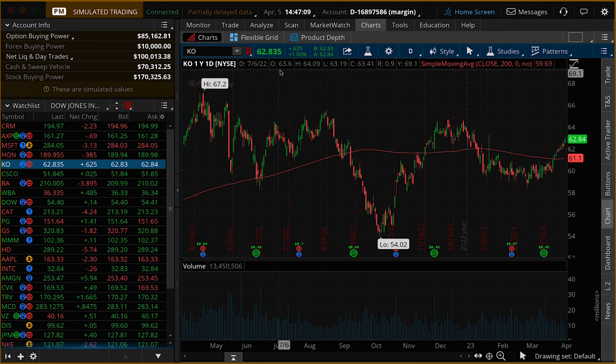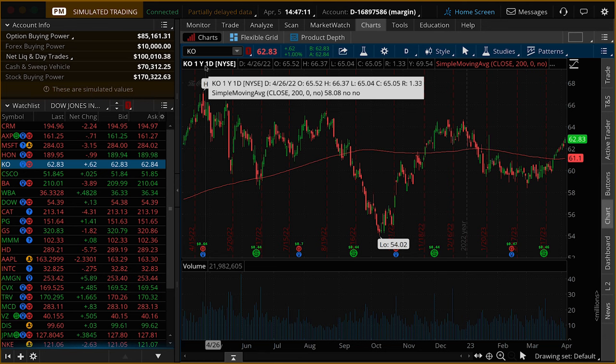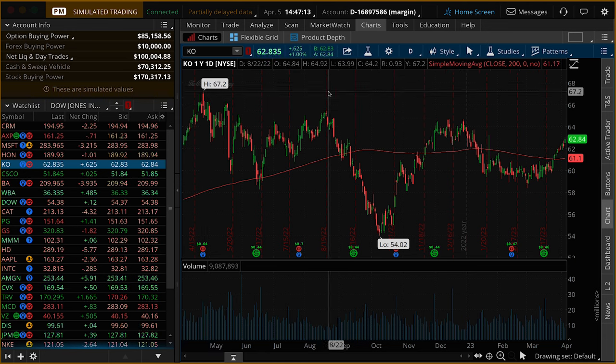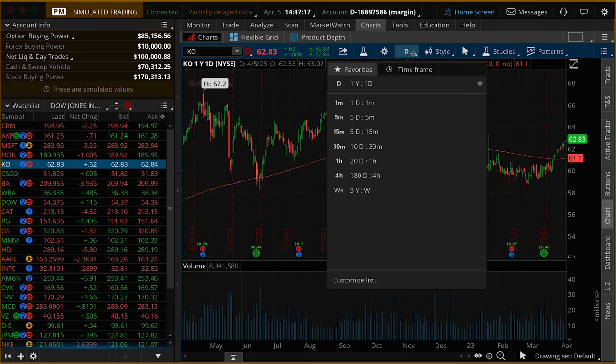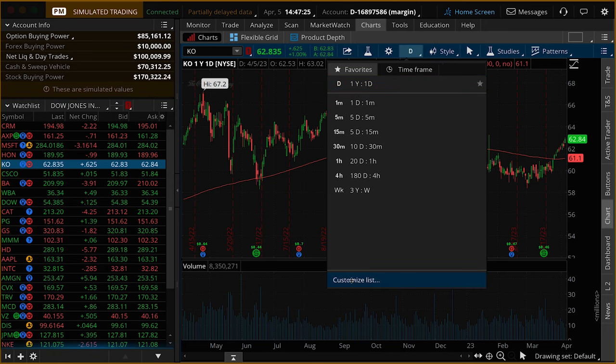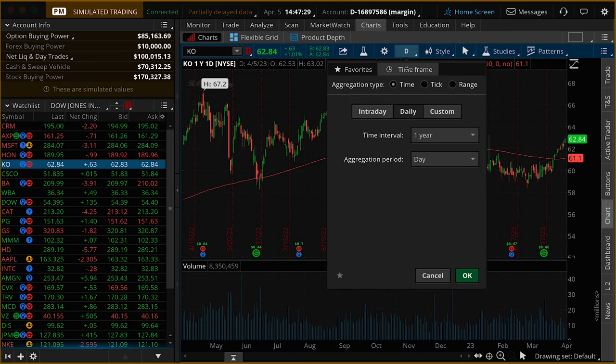Okay, now we're looking at a 1 year daily chart, but let's say we want to look at a smaller time frame. We're going to come up here to this D. That indicates we're looking at a daily. And when you click there, you're going to see a list of favorites. This indicates we're on the 1 year daily chart. These are some favorites that come preset, but you actually can customize your own favorites list, or you can come here and pick a specific time frame that you're looking for.